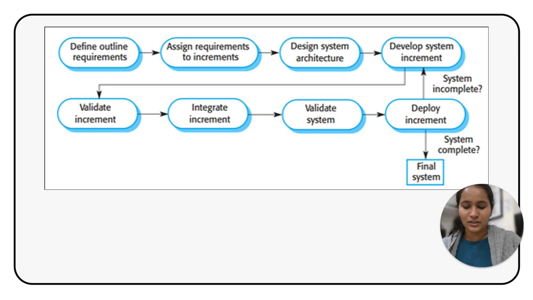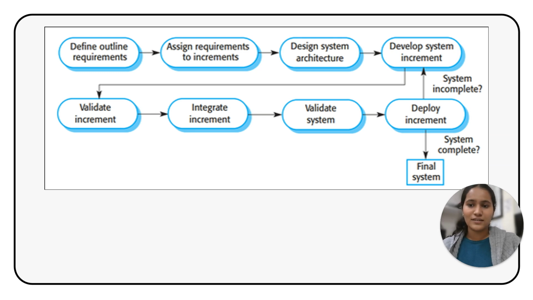In this step, the increment is integrated with previously developed increments. Suppose there is one previously developed increment. In this phase, that increment is combined with the current increment, making them integrate with each other. Then comes validate system. After the increments are evaluated in the earlier phase, the whole system is validated. This checks that all those increments work together well.